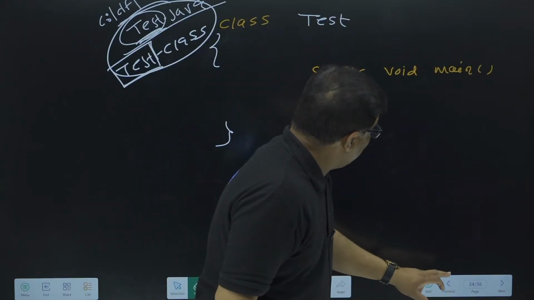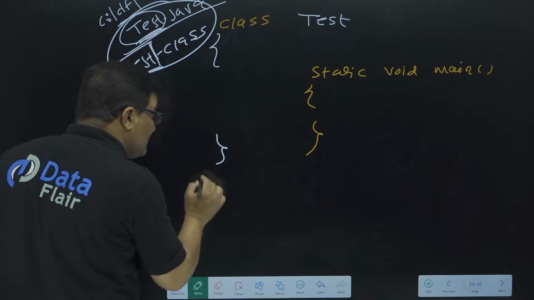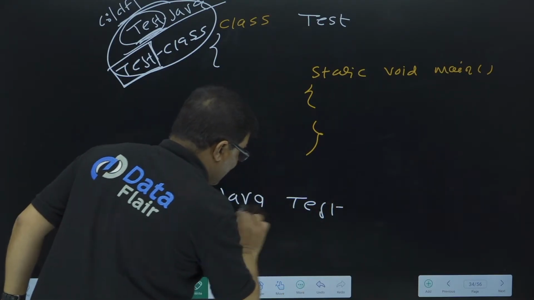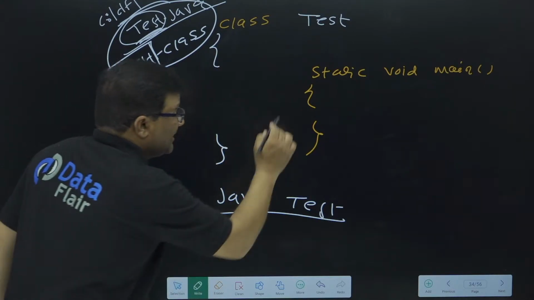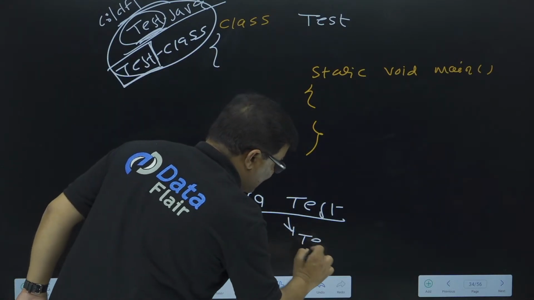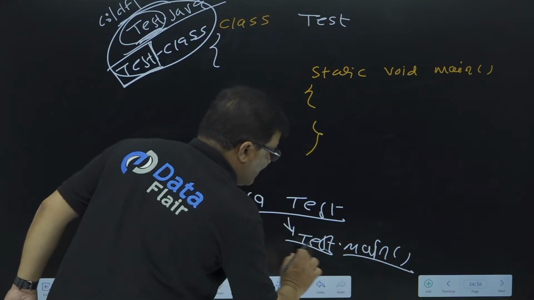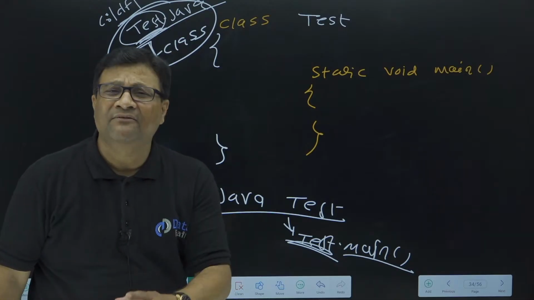We have a main in the class, right? But this main is to be accessed by JVM, because once I write the command java test, this main is accessed by JVM with the class name. So JVM accesses this main by class name, so I'll make it static. Please listen very carefully.